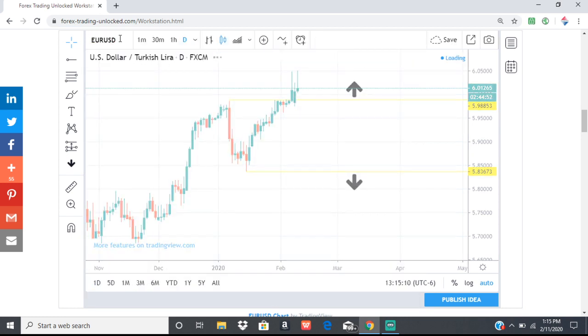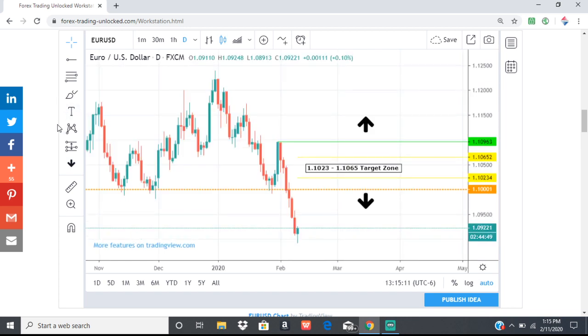Let's go back to the euro US dollar and see how this is faring. As you can see, this one is starting to turn around and looks like it wants to go higher. So we'll see how the markets end up in a few hours. We have a lot of potential buy and sell signals shaping up.